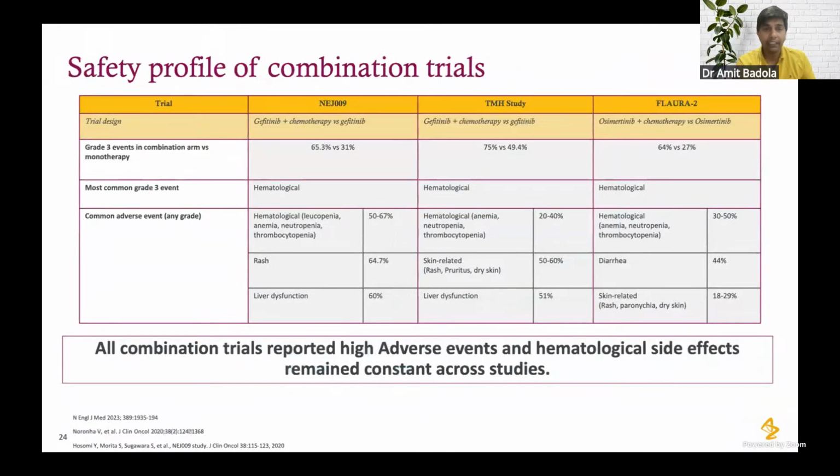If we talk about the safety profile, which is really important, the grade 3 toxicities were higher in the osimertinib plus chemotherapy arm compared to osimertinib alone, 64% versus 27%. But the majority of the toxicity was hematological and well manageable. It is seen in all combination trials, whether it is gefitinib plus chemotherapy or gefitinib plus anti-angiogenic treatment. It was seen in all trials.